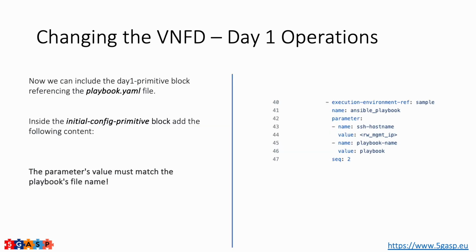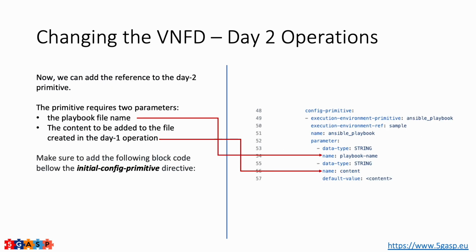Now, we can include the day 1 primitive block referencing the playbook.yaml file. Inside the initial config primitive block, add the following content. One thing to notice is that the parameter's value must match the playbook's file name. Now, we can add the reference to the day 2 primitive. The primitive requires two parameters, the playbook file name and the content to be added to the file created in the day 1 operation. Make sure to add the following block of code below the initial config primitive directive.